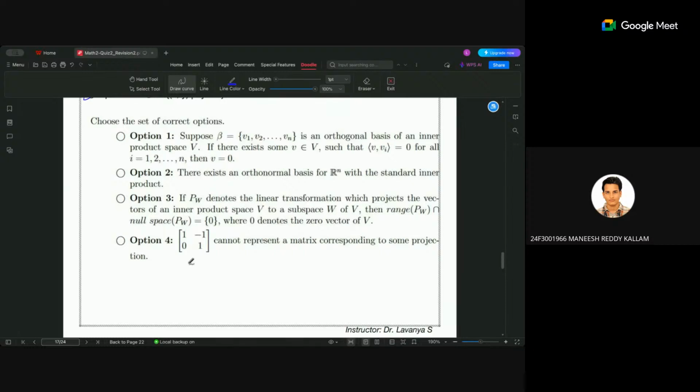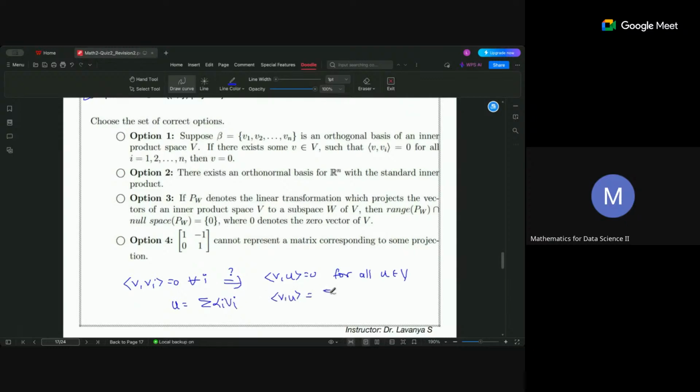Ma'am, could you repeat? I got confused. See, my question was that suppose you have this condition. Does it imply that the inner product of v and u equals 0 for all u in V? Yes. Why is that so? Because you know that u is the summation of alpha i vi. And what is the inner product of v and u then? Summation alpha i into the inner product of v and vi. And the inner product of v and vi is already 0. So this is 0, right? Got it? Yes or no?